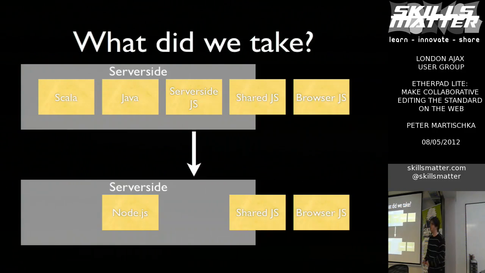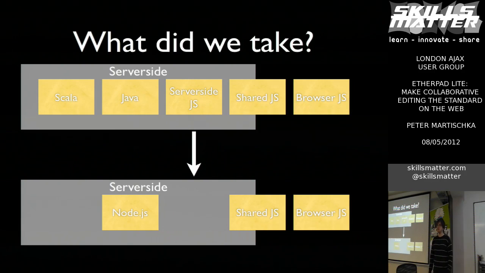So what did we take? I showed that because some people think it's a rewrite, but basically it isn't. On top you can see the software stack of the old Etherpad. We had Scala, we had Java, a lot of server-side JavaScript, and some shared JavaScript, which means they managed to run the same JavaScript on the server and on the client side, which are basically algorithms, nothing that works with the DOM. And they had browser JavaScript.